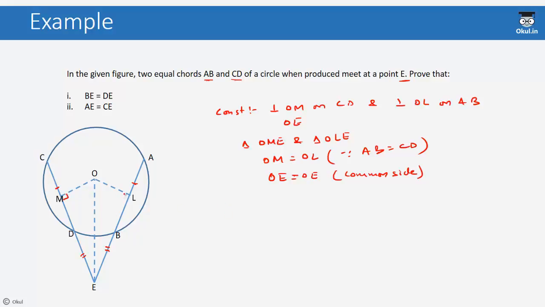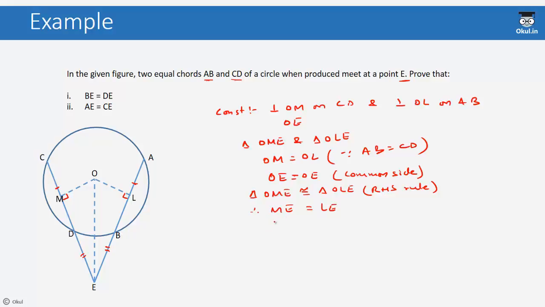Now, we have two right angle triangles in which the hypotenuses are equal. The hypotenuse of one triangle is equal to the hypotenuse of the second triangle, and one side of the triangle is equal to the corresponding side of the other right angle triangle. Thus we can say that triangle OME and triangle OLE are congruent to one another by the RHS congruence rule. Therefore we can conclude that the corresponding side ME is equal to LE.